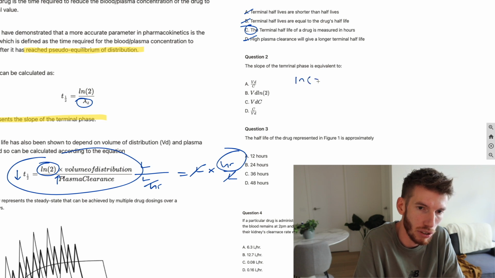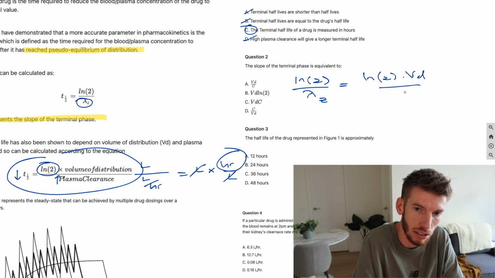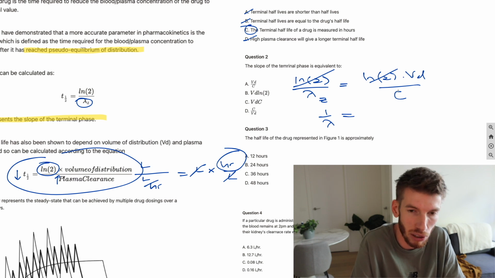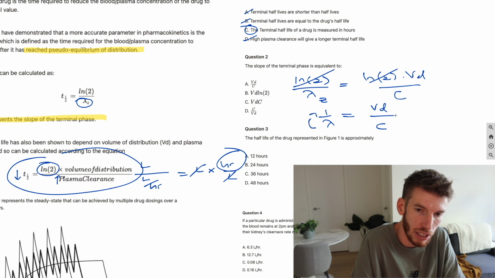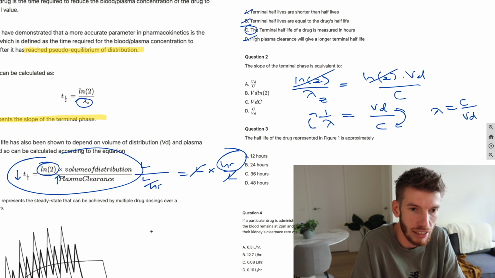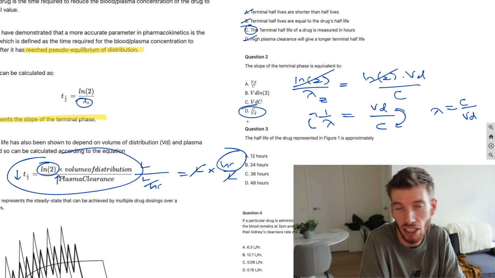So that means that the natural log of 2 divided by lambda z, which is what we want to solve, should be the same thing as natural log of 2 times VD on C. The natural log can cancel because it's on both sides, and we end up with 1 on lambda. I'll leave off the z now just because it's quicker. It's VD on C. So if I want lambda, I just have to invert everything. So lambda is equal to C on VD. And so that gives me D, and I don't have to check the others.